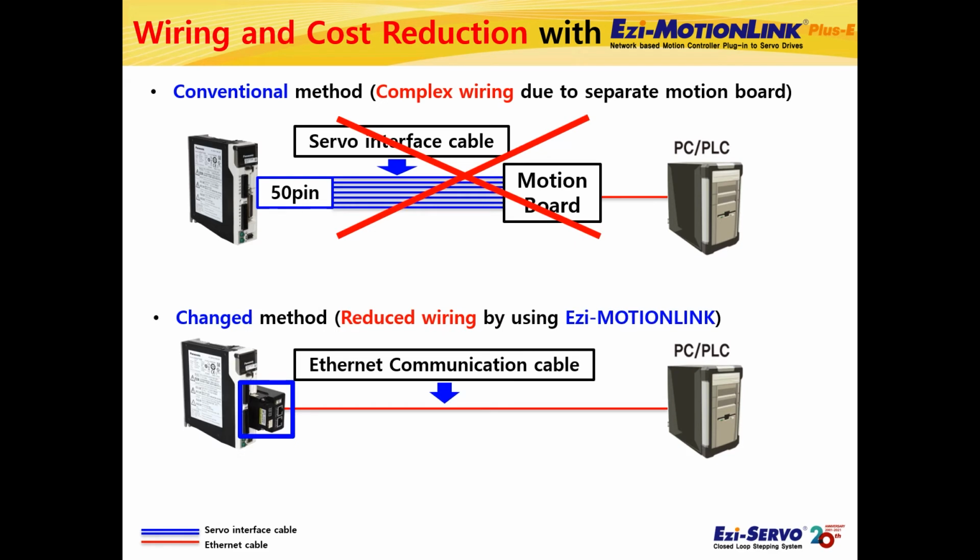With this, you can remove the complicated wiring bundle from the AC Servo to the motion board. By using Ezi-MOTIONLINK, a 1-axis motion controller, the customer can use 5-axis AC Servo with only an Ethernet communication cable without a separate motion board. You can control these with the API that FASTECH provides.